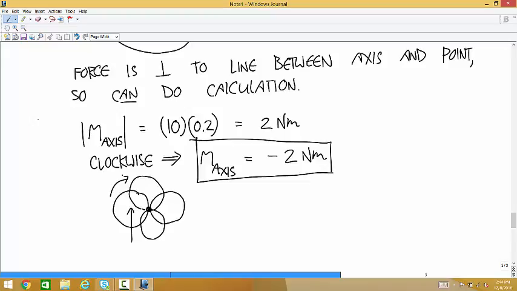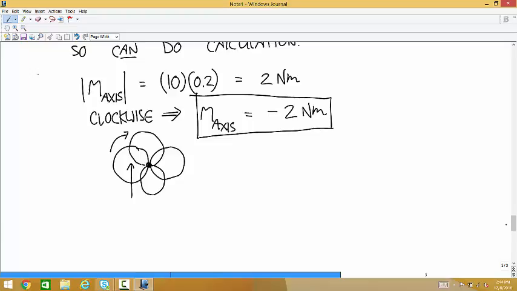So the moment about the axis is negative 2 Newton meters. Any other questions about that one? Okay, so now we've, oh no, I'm not done with that actually. There's one more thing we have to talk about.